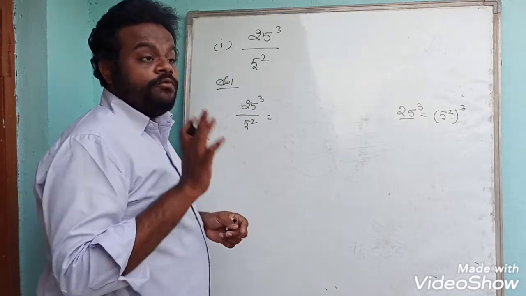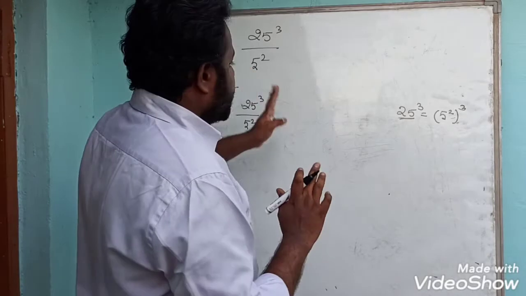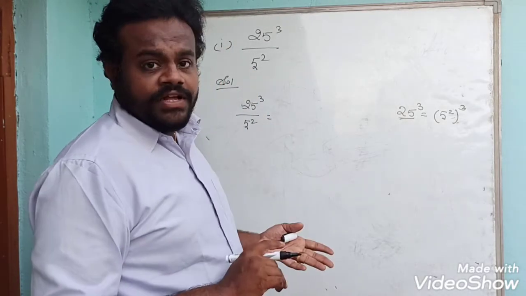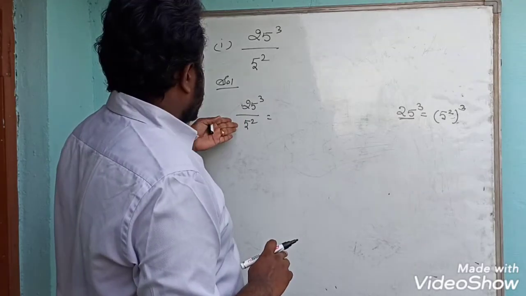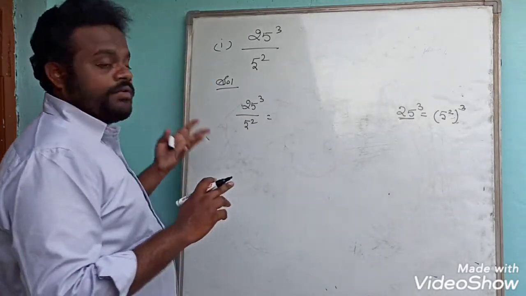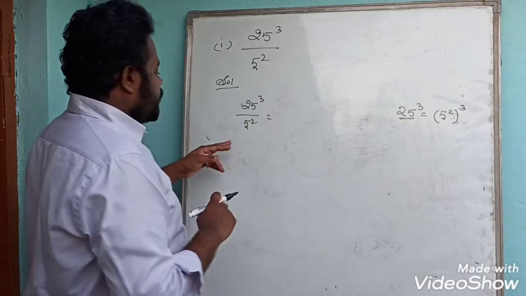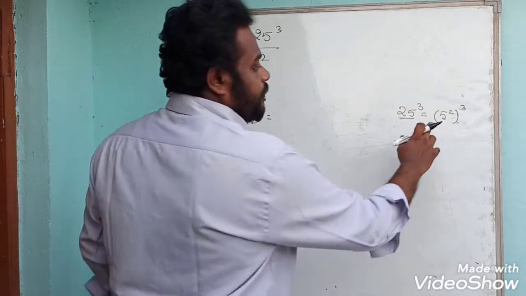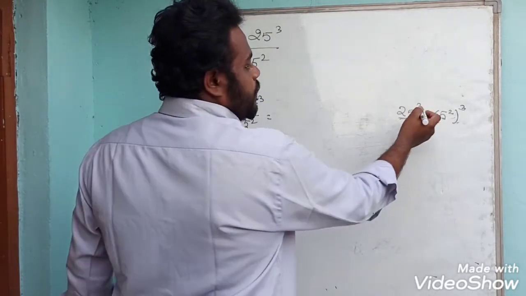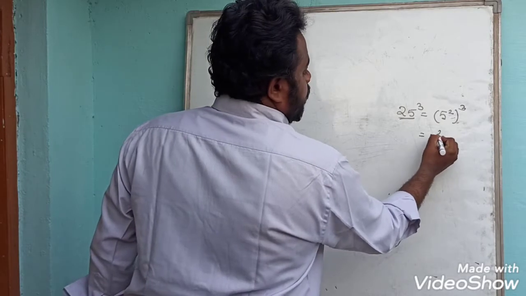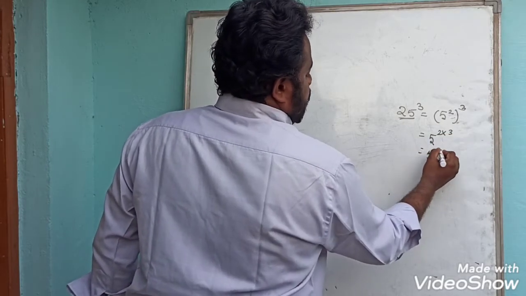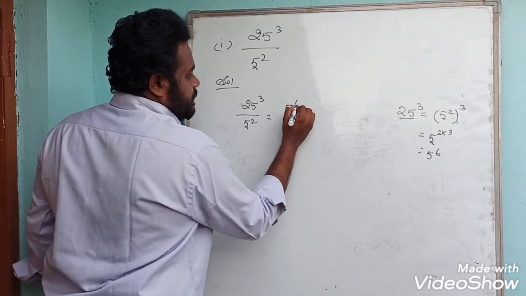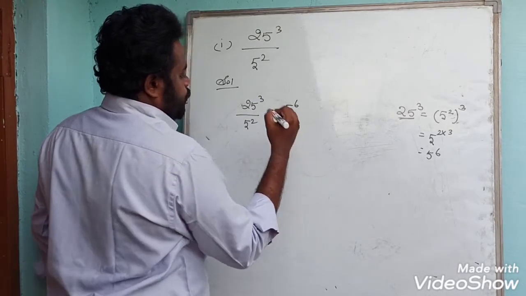We know the condition to apply the laws of exponents: the power should be the same, or otherwise the base should be the same. Here the base and powers are totally different. So because of that we convert. 5 square you need not disturb, but 25 can be written in the form 5 square. So always this one has a cube. So 5 to the power 2 into 3, 5 power 6. So 25 cube can be written as 5 power 6 divided by 5 power 2.